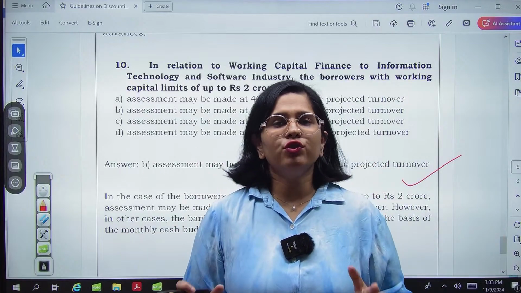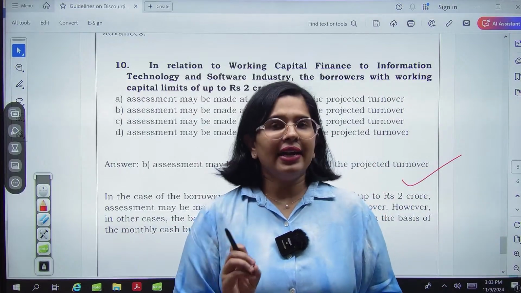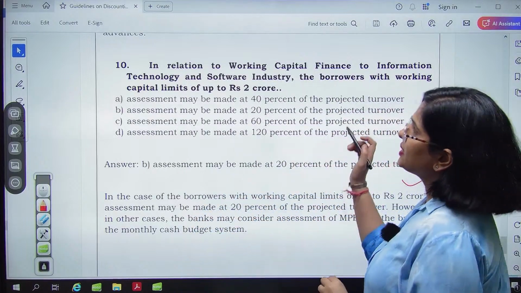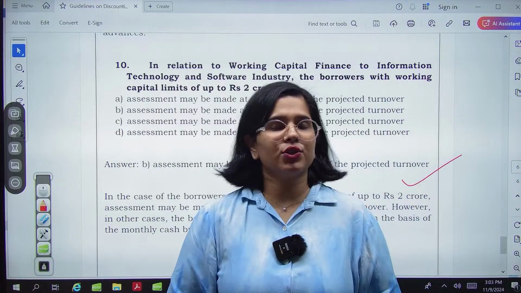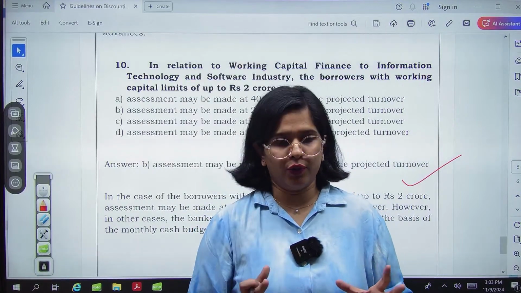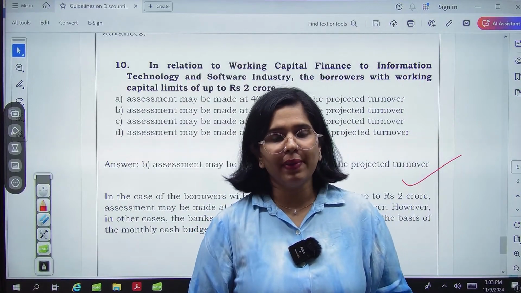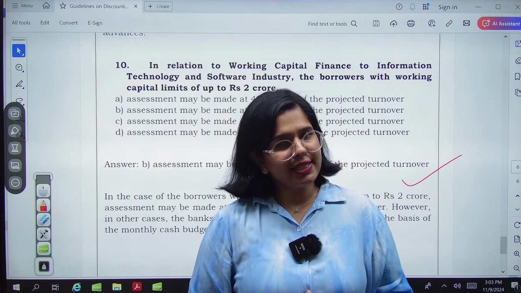Basically what you have to draw out of it is that if we are extending you a working capital limit of up to 2 crore, this limit is going to be based on your turnover. ठीक है, ये आपके turnover के ऊपर base होगी. So this is it in this particular class.